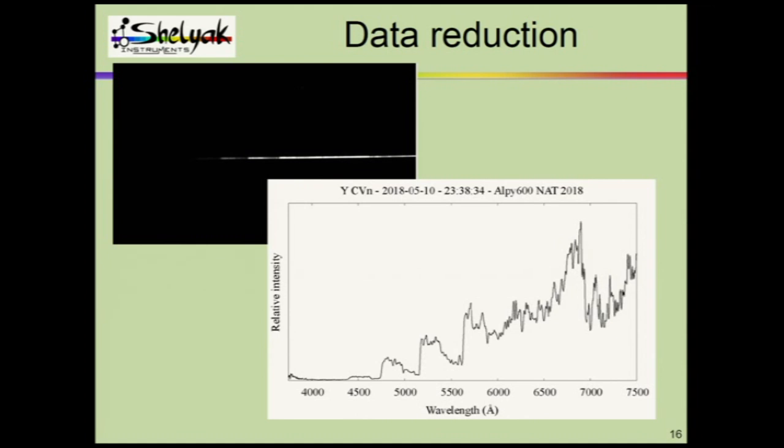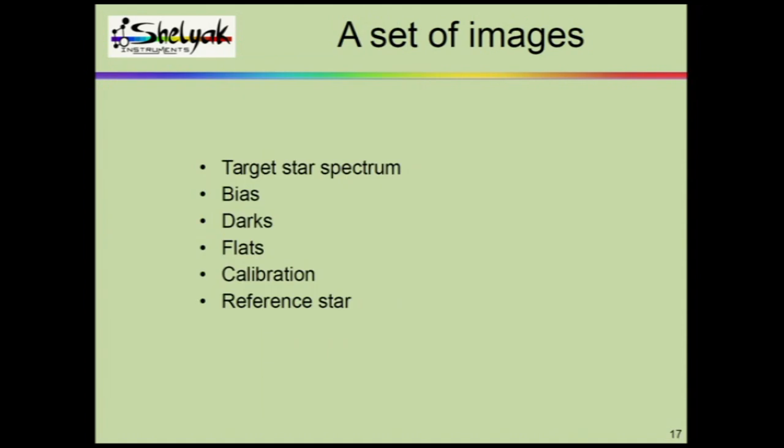Regarding the data reduction, we have to go from this image to this profile. This is the same star, YCVN. How does it work? First, we have to consider that a spectroscopic observation is a consistent set of images. When you do an observation, you must get the target star spectrum, of course, like we have shown with YCVN. You have to take bias, darks, and flats.